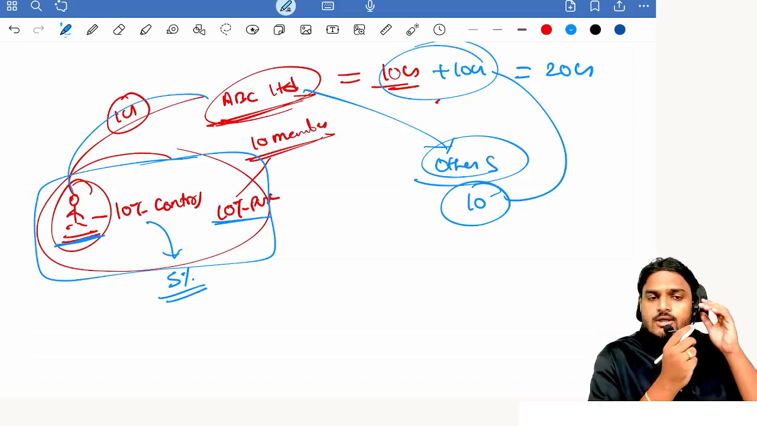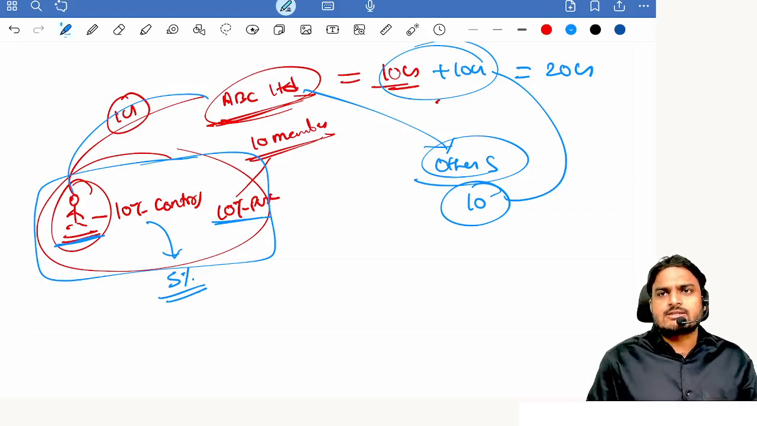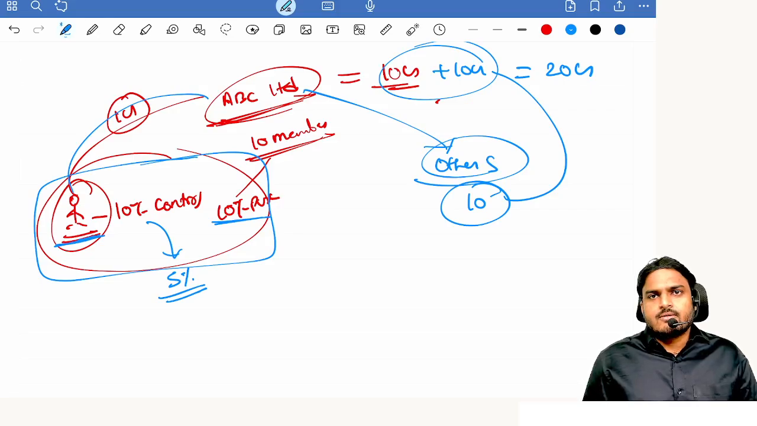getting affected. So before you go to the public or before you go to outsiders, first you give priority to existing members. Why? The reason is it will not lead to dilution of control. It will not lead to dilution of control.